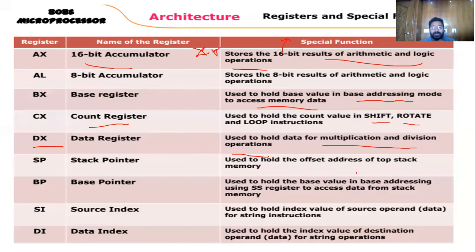This is the stack pointer. You can use the stack pointer to identify the offset address of the stack segment register. Then the base pointer, you can use it to produce the starting address, the physical address, of the offset address of the stack segment register. Then the source index register as well as the destination index register are responsible for identifying the addresses of the data segment as well as the extra segment registers.